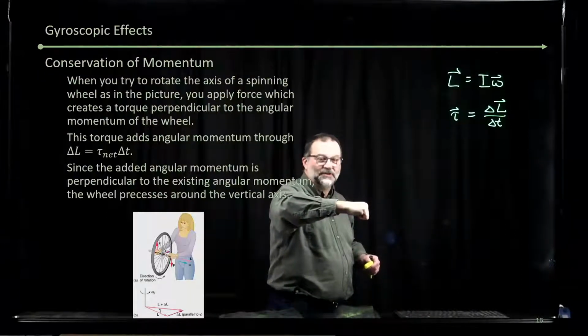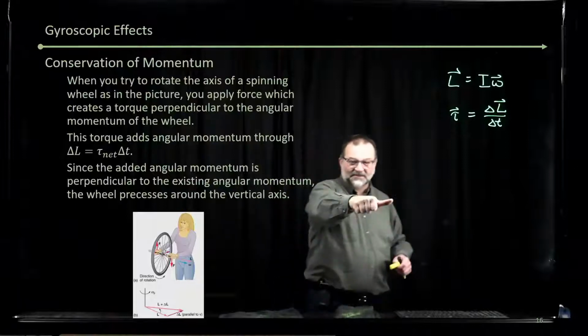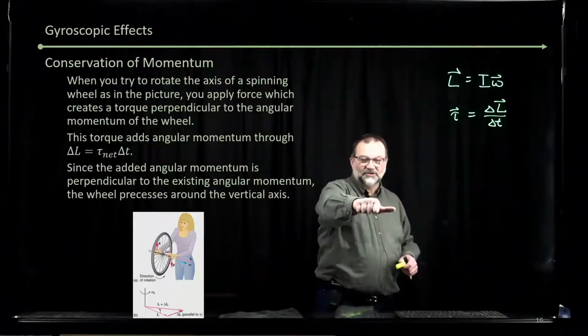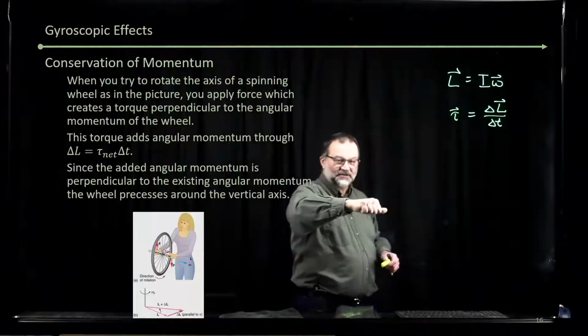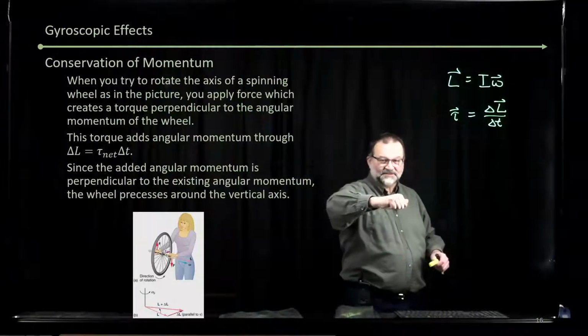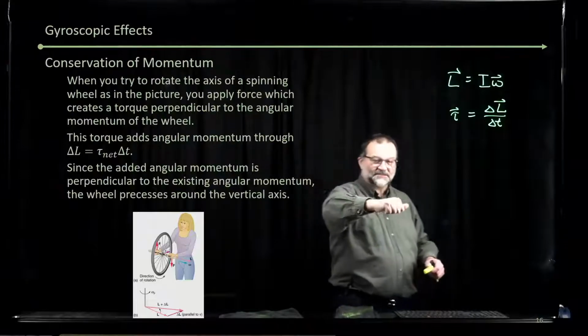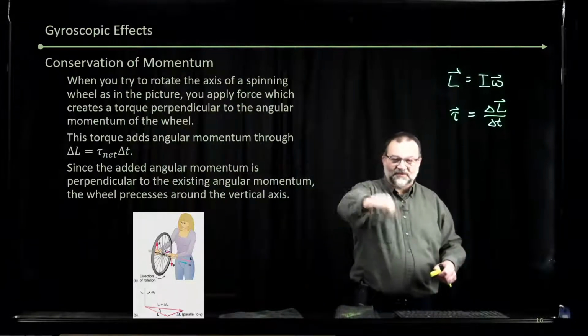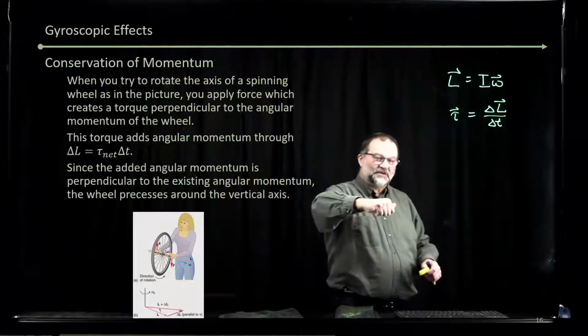What happens with the wheel? It doesn't fall over. What does it do? It twists this direction, right? It precesses. That's what we call it. And so instead of falling over, it begins to twist a little bit.